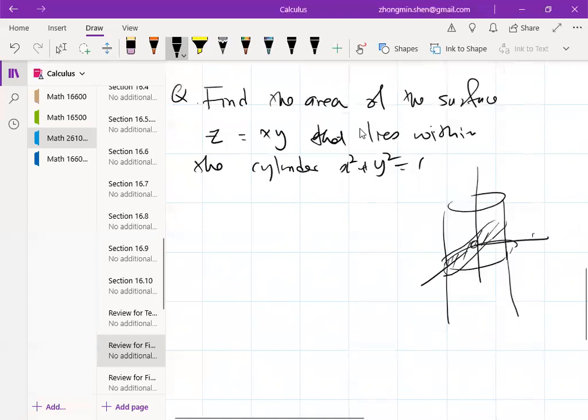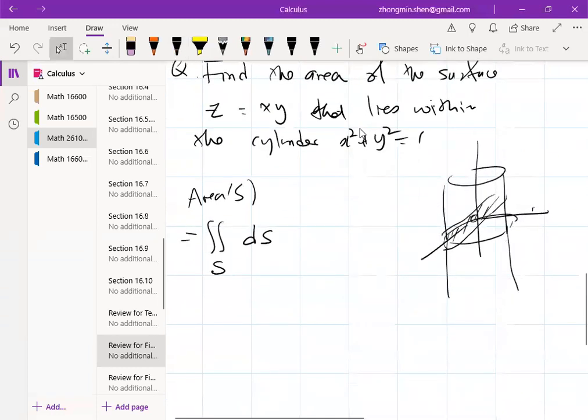Now, I really want you to understand the area of the surface as coming from the integral of dS. Okay. If we consider that, then for the graph, dS is going to be the square root of 1 plus f sub x squared plus f sub y squared, dx dy.